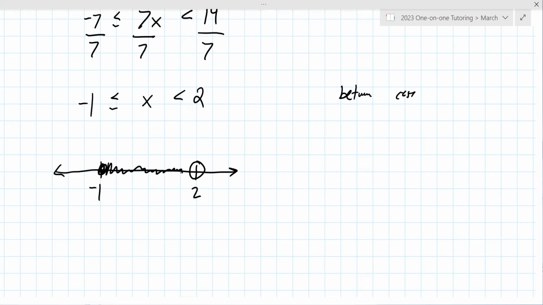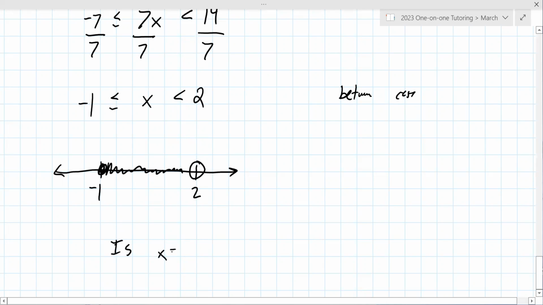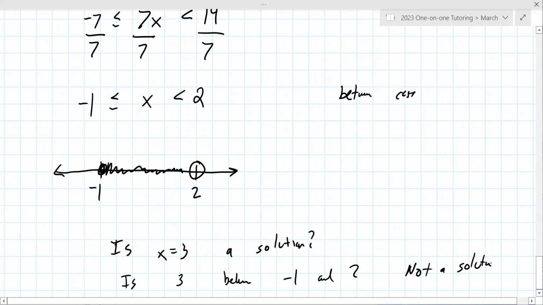All right, so we are now checking is x equals 3 a solution? Okay, and here's how you decide. Is 3 between -1 and 2? No. It is not. So we would say no, not a solution. It's very similar to what we just did. It just now has kind of 2 things to compare it to.